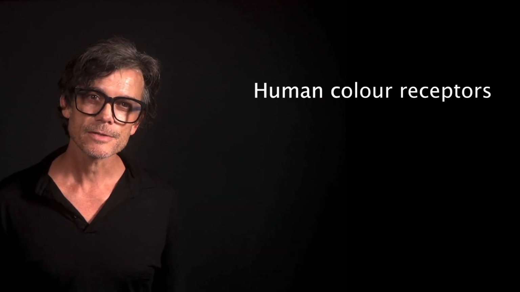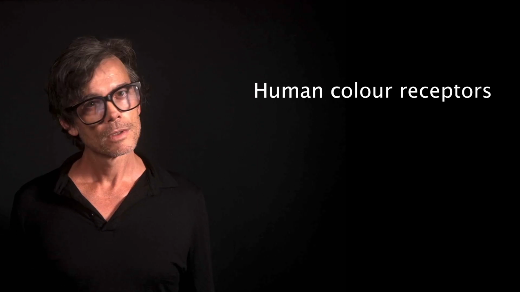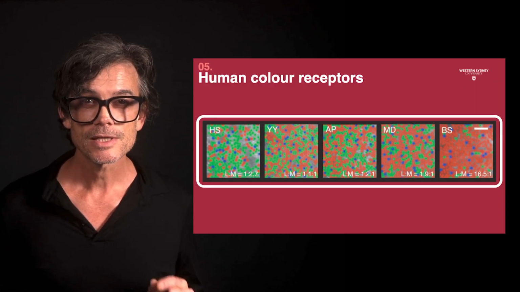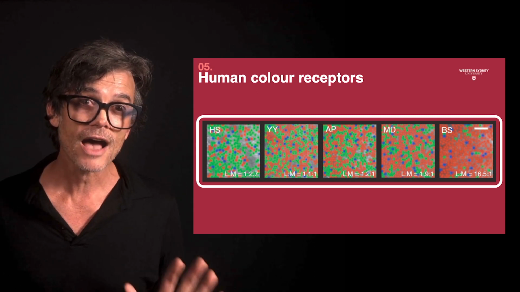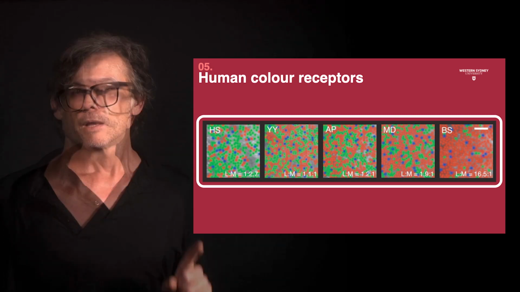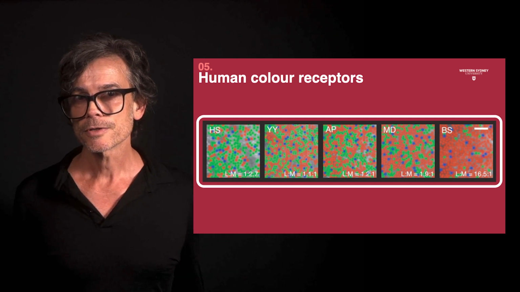Part 5. Human colour receptors. No two retinas are alike. In this image, we see colorized photographs of 5 different people's foveas. There are 2 things I'd like you to notice.